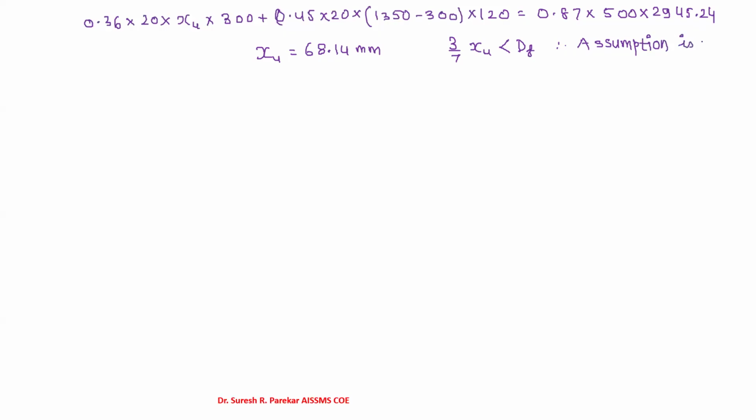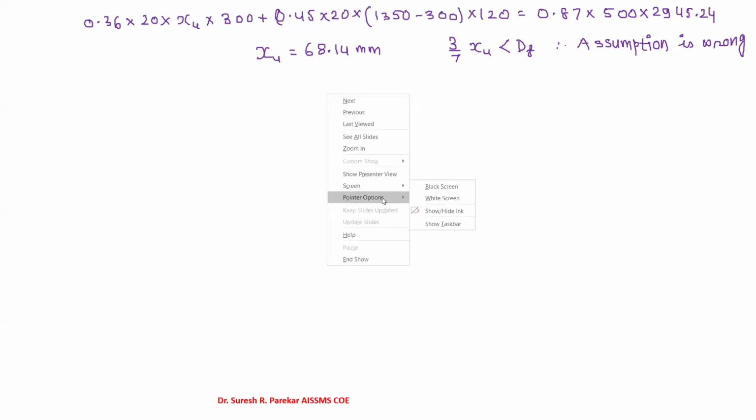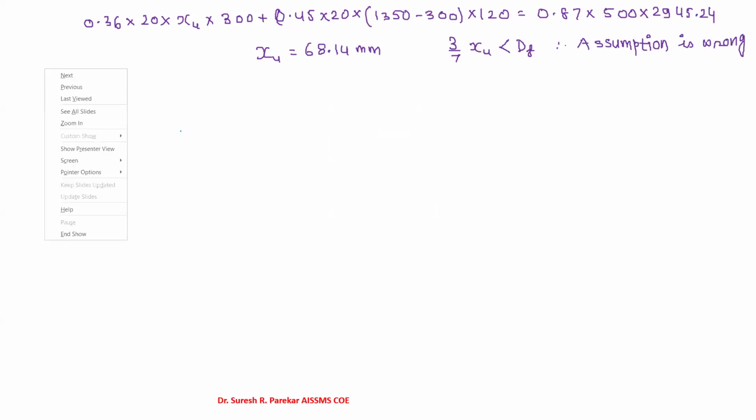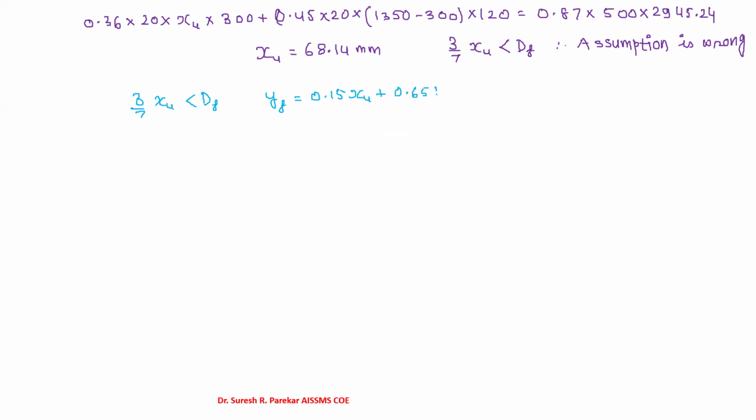Assumption is wrong. But this assumption is correct, that 3/7 of XU is not less than DF, and we then go for the third portion, and in that third portion we have 3/7 of XU less than DF. And then in this case, we have to use the value of YF, which is equal to 0.15 XU plus 0.65 DF.